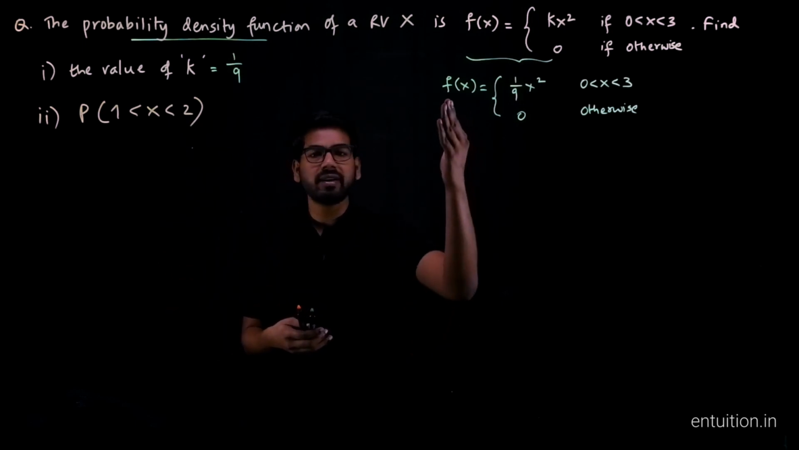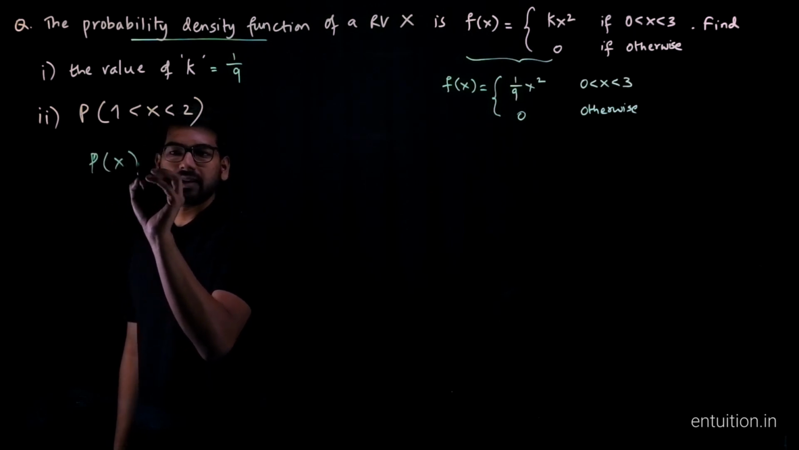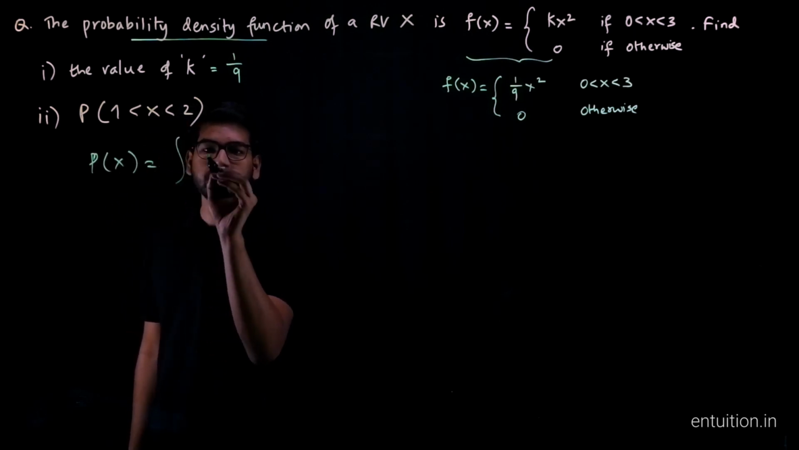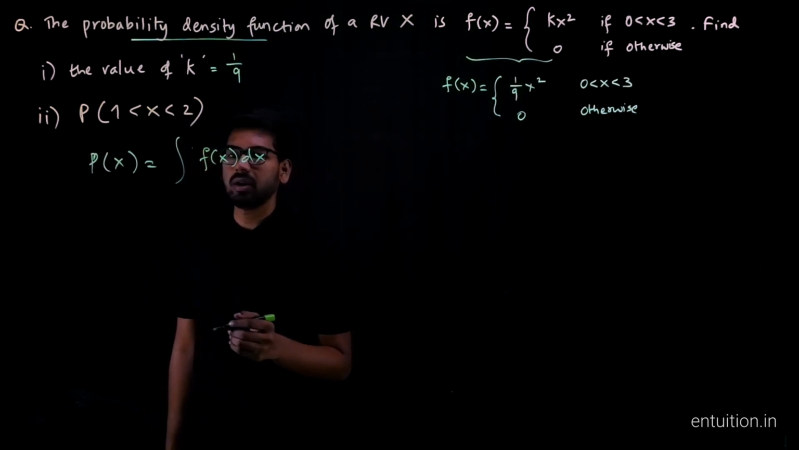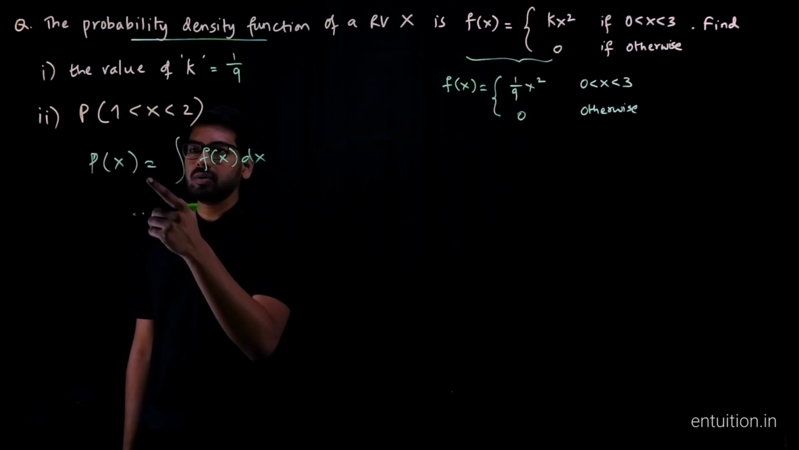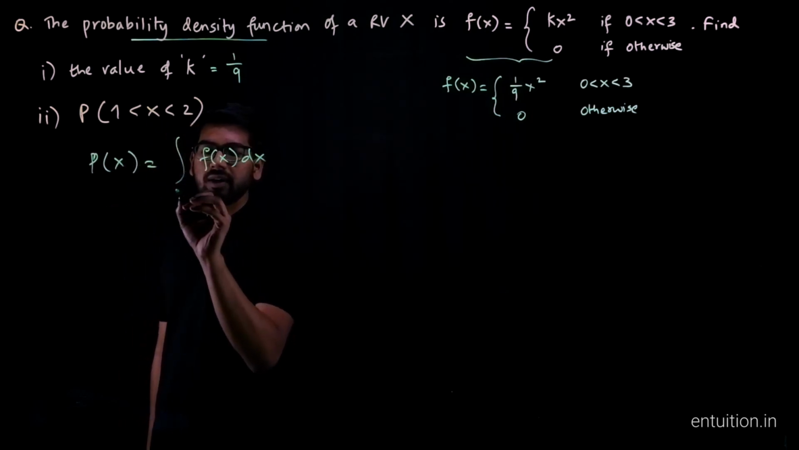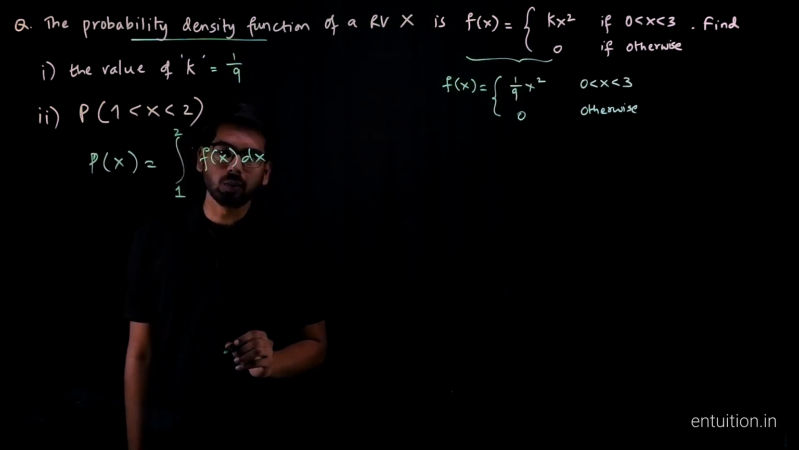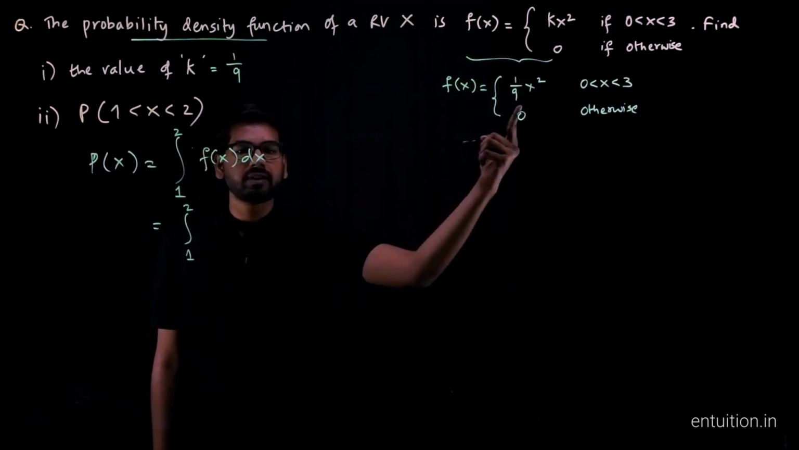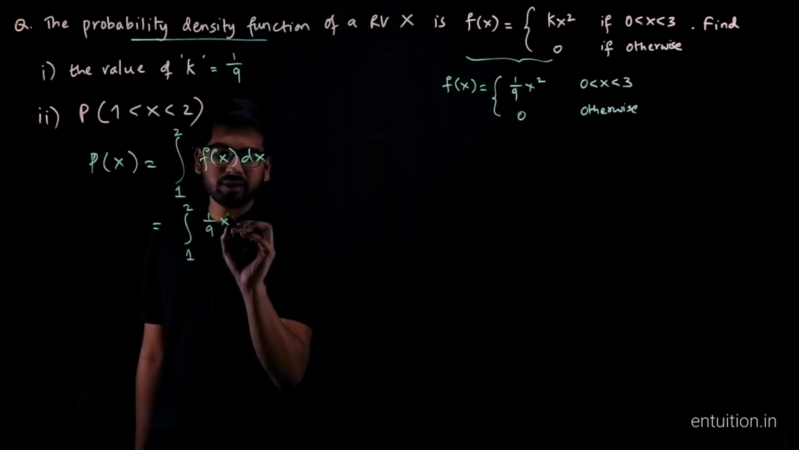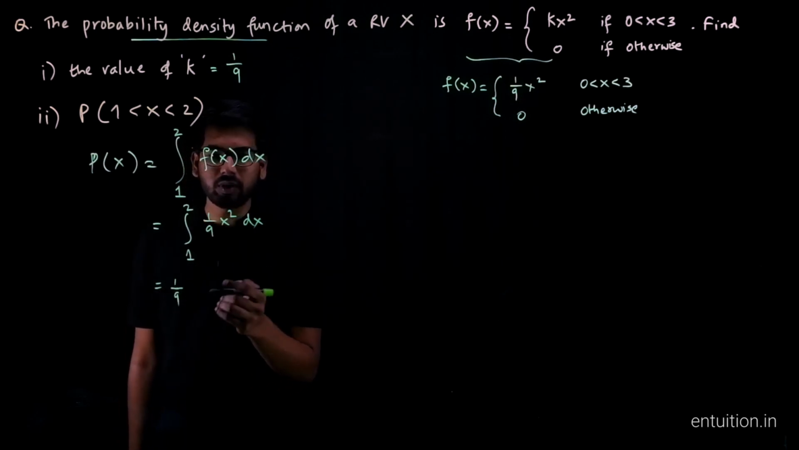Okay, so we know the probability density function, and the probability of a random variable is nothing but the integration of the probability density function with respect to x. Okay, this is the fundamental. Now we need the probability of x between 1 and 2, so we have to write the limits from 1 to 2. That is nothing but the integration from 1 to 2 of f of x, which is 1 over 9 x square, dx. 1 over 9 will be outside, it's a constant.